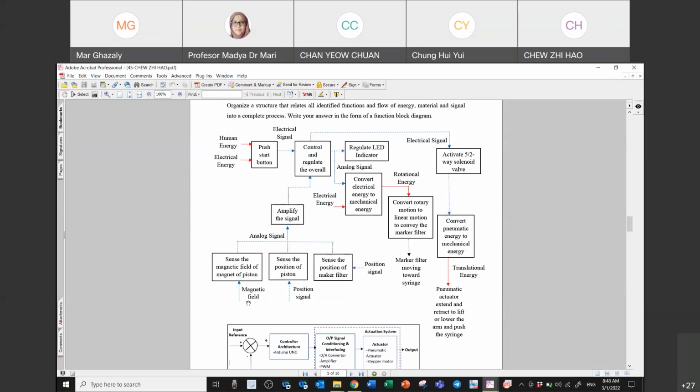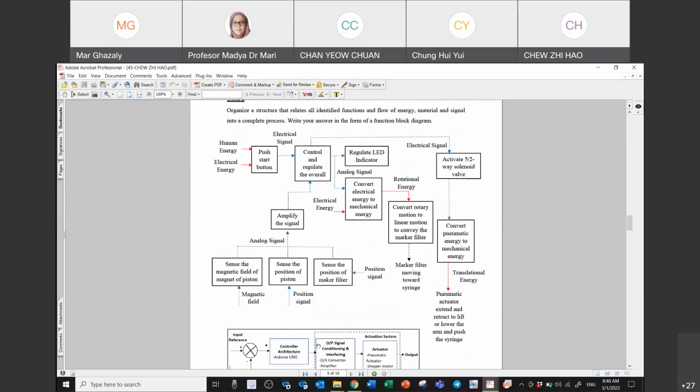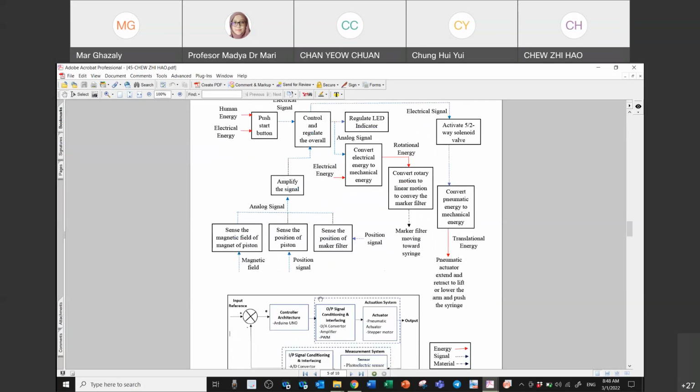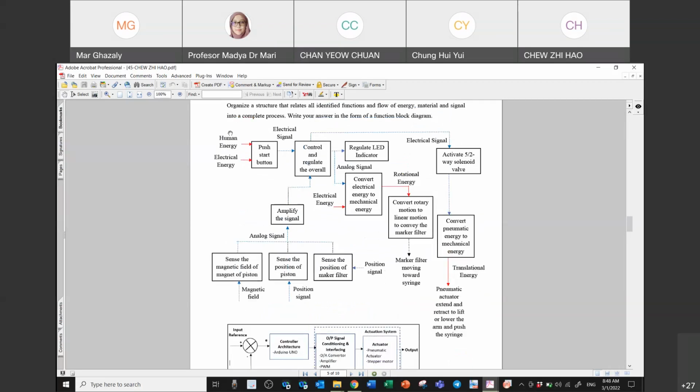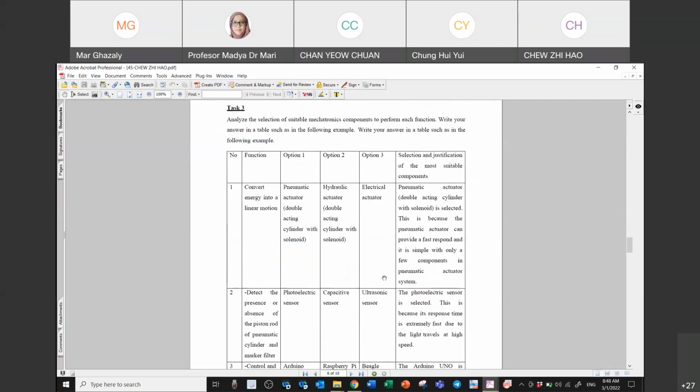Magnetic field position signal. This one is an input, right? Input reference, so it should be at the point like this, like push button energy. So rearrange it like this. You can actually put it into a dotted line and label it as the controller architecture over here, the actuator here, and the sensor over here. So you need to just rearrange it.